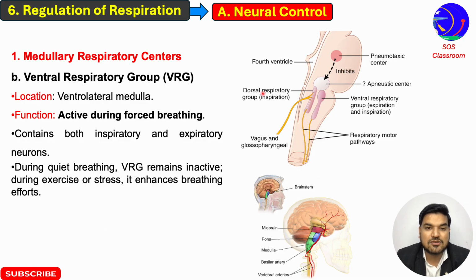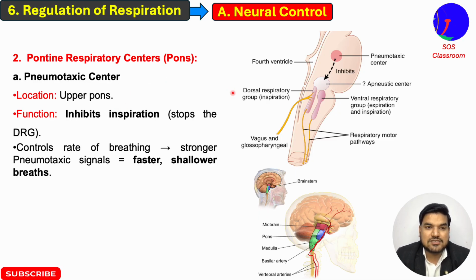So what is the difference between the dorsal respiratory group and the ventral respiratory group? The DRG controls inspiration, normal respiration, and the VRG is activated during stress, during exercise, during running, during walking. The VRG activates and controls both processes, that is, inspiration and expiration.